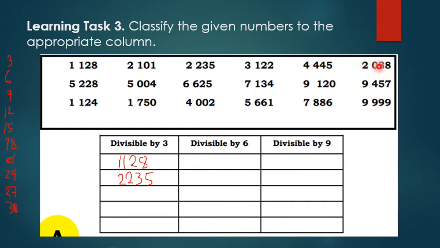2 plus 0 is 2, plus 8 is 10, plus 8 is 18. So nandito po ba? So ayun. So siya po ay divisible sa 3. Okay? Next tayo. 5,228. So 5 plus 2 is 7, plus 2 is 9, plus 8 is 17. So may 17 po ba dito? So wala po. Next, 5 plus 0 is 5, plus 0 is 5, plus 4 is 9. So may 9 po ba? So yes, ito po.